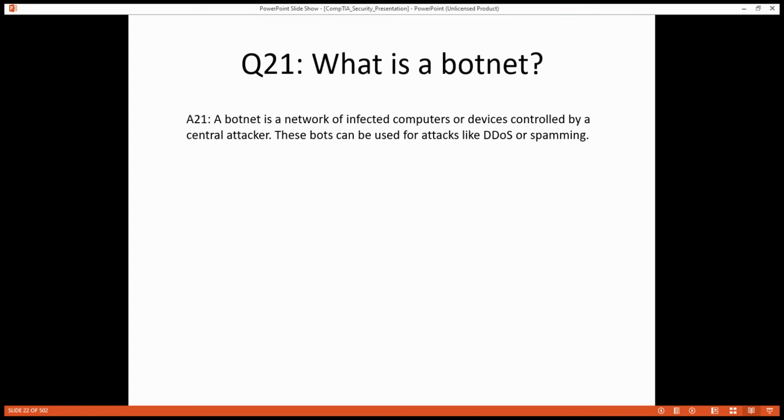Q21. What is a botnet? A21. A botnet is a network of infected computers or devices controlled by a central attacker. These bots can be used for attacks like DDoS or spamming.